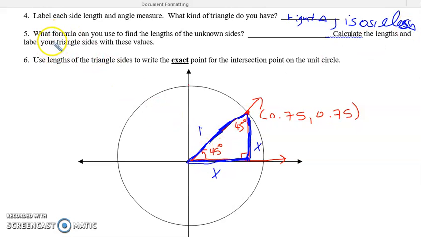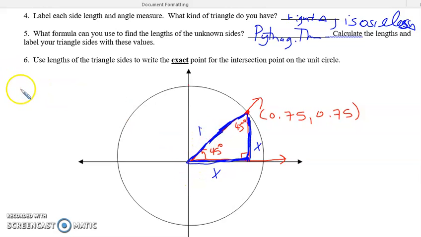Number 5, what formula can you use to find the lengths of the unknown sides? So I want to know what this x is and this x is. I think it's around 0.75-ish, but I want to know the exact value, not the approximate value. So what formula can we use? Because this is a right triangle, we can use the Pythagorean theorem. And then it says to calculate the lengths and label your triangle sides with these values.